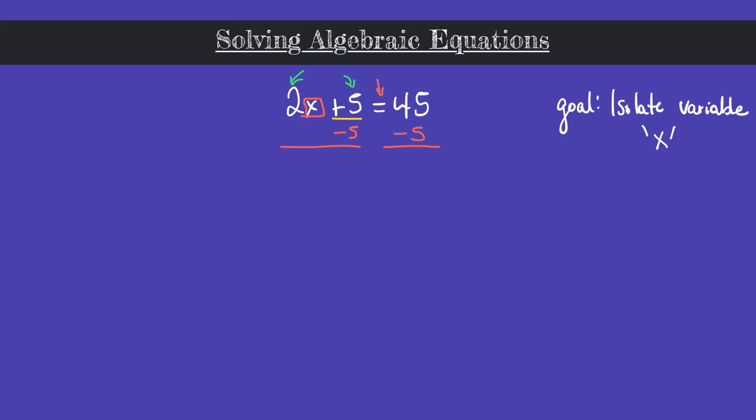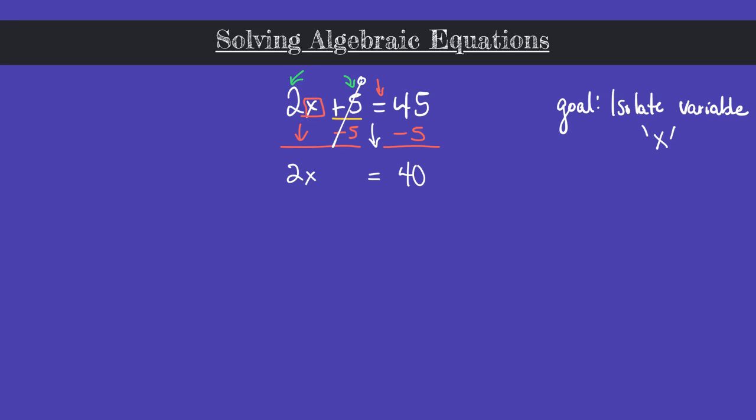So when we go ahead and subtract 5 from the left-hand side, the 2x remains because we don't do anything with it. Anything you have not touched remains the same, and you can just put it back. And I'm going to go ahead and write that in white. So 2x. 5 minus 5 is 0. The equal sign remains, and then 45 minus 5 is 40.